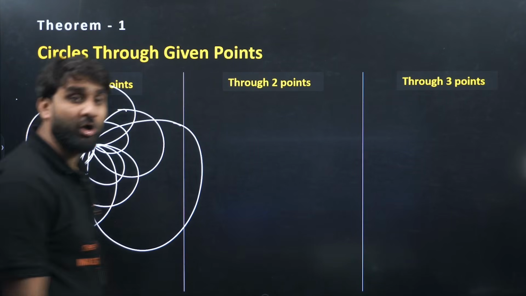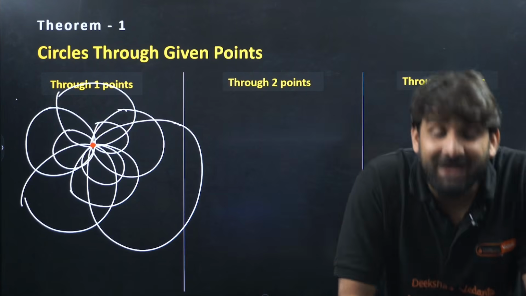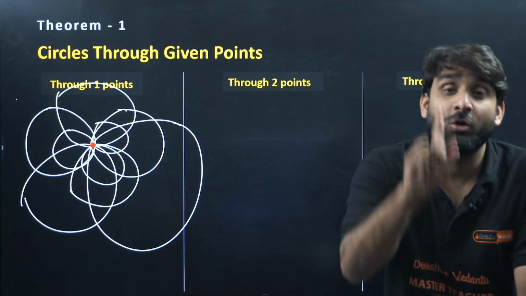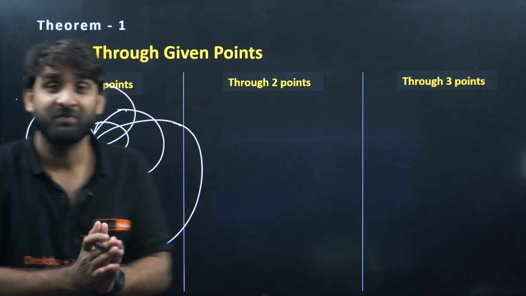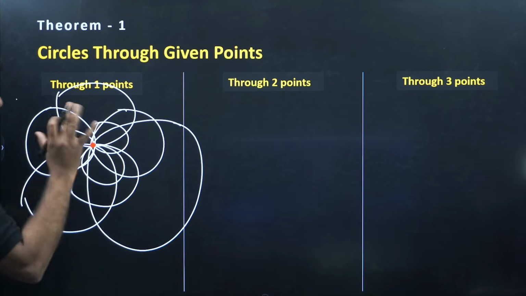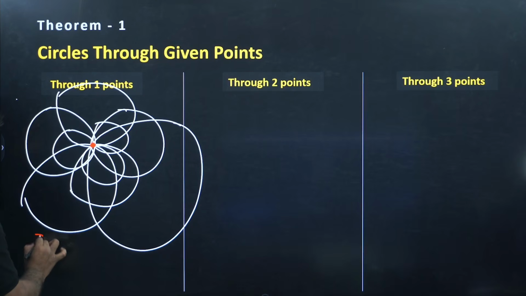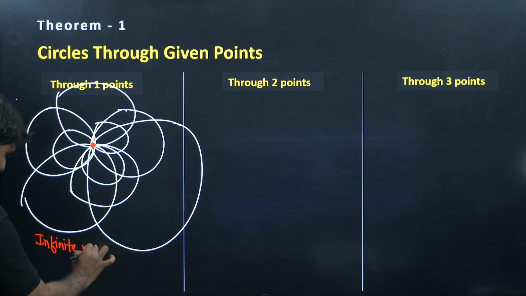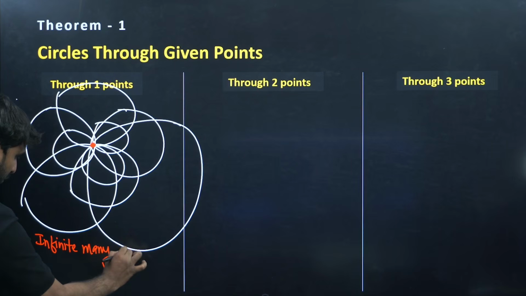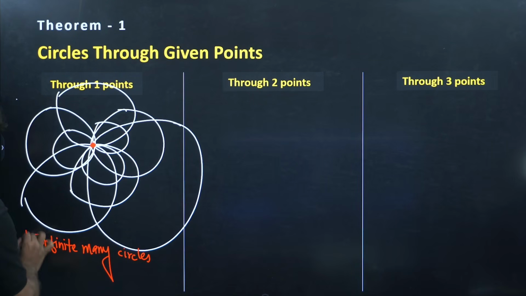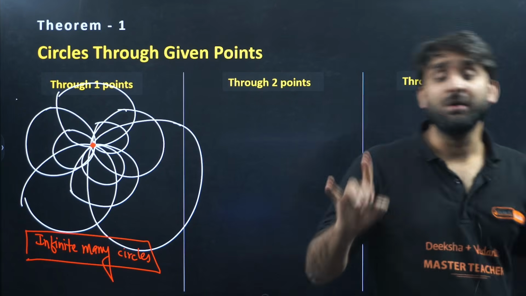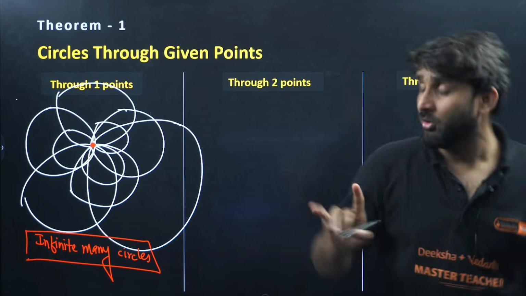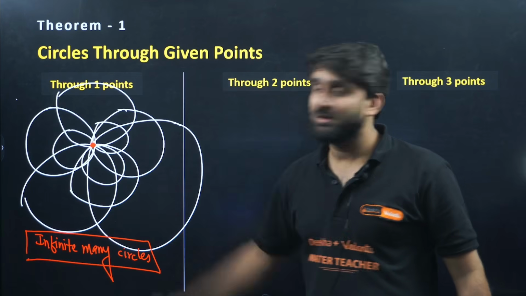Oh my God. It indicates that from a single point, infinitely many circles can be drawn. Please keep it in mind. So how many circles can we draw? Infinitely many circles can be drawn from one single point. I hope this is clear to you all. All the circles will be passing through this red dot.